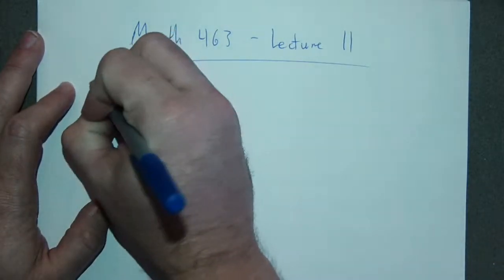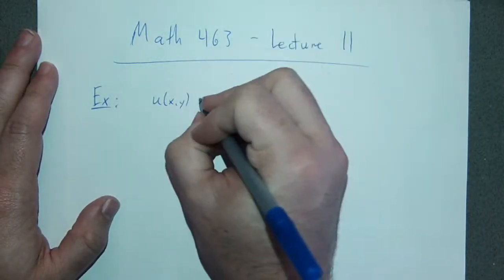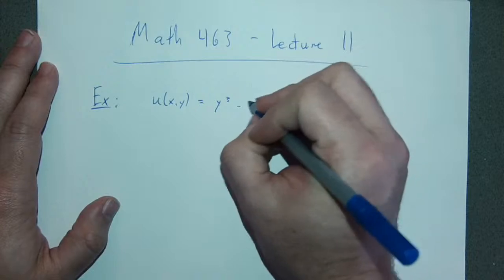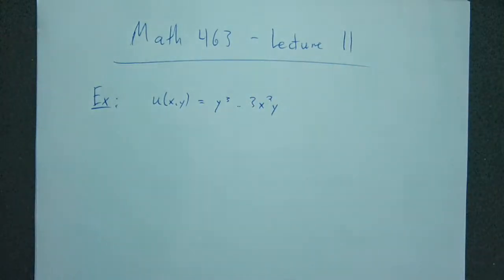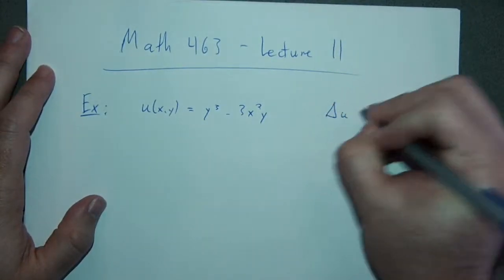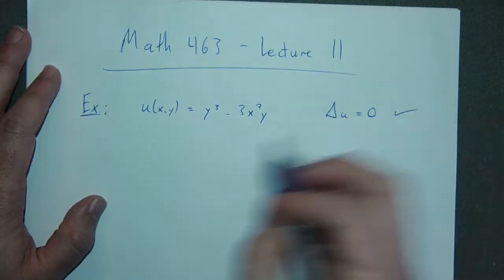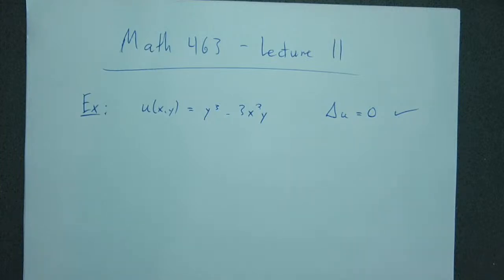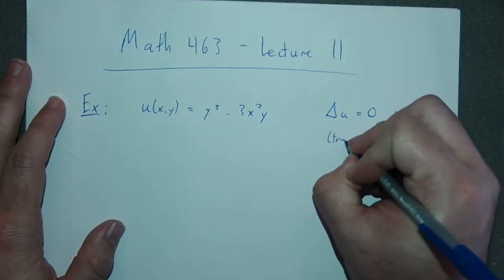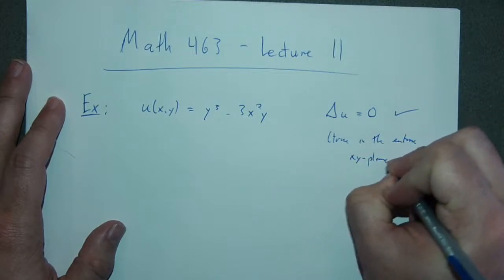And so let's say that I have the following example. So if I have a function of two real variables given by u = y cubed minus 3 x squared y, then if we check really quickly, I won't check, but I'll just say that if I check what the Laplacian of u is, it's actually equal to 0. And so this is true in the entire xy plane.